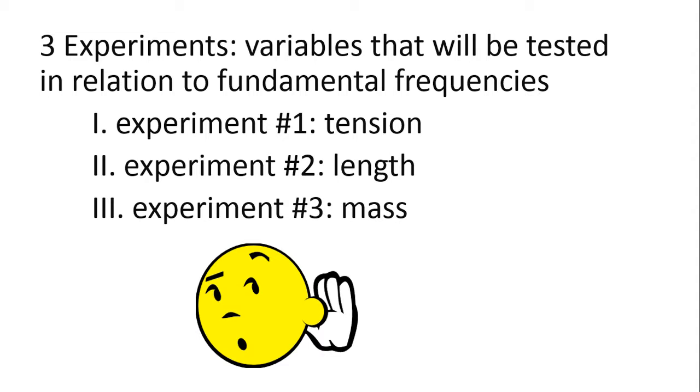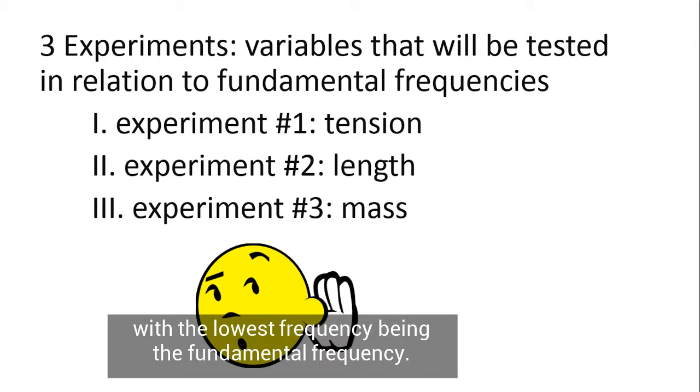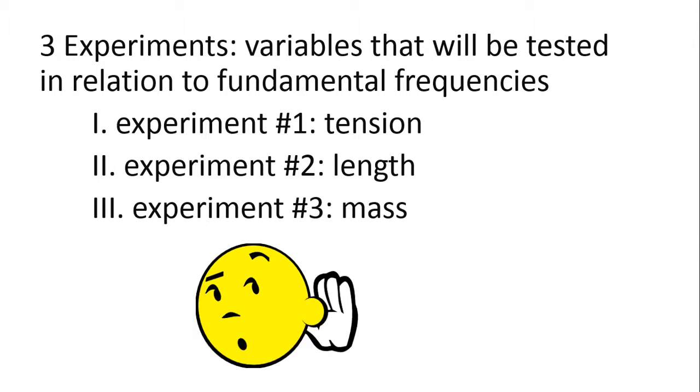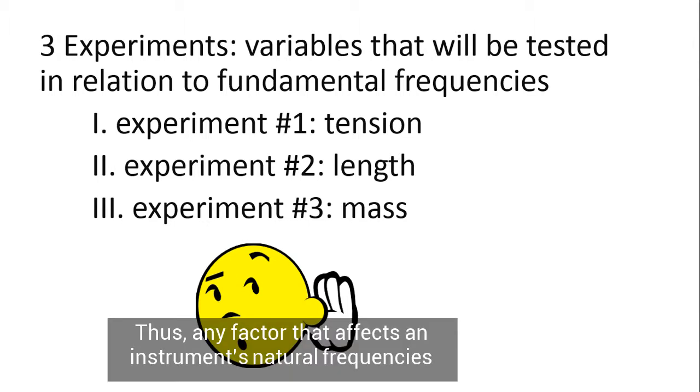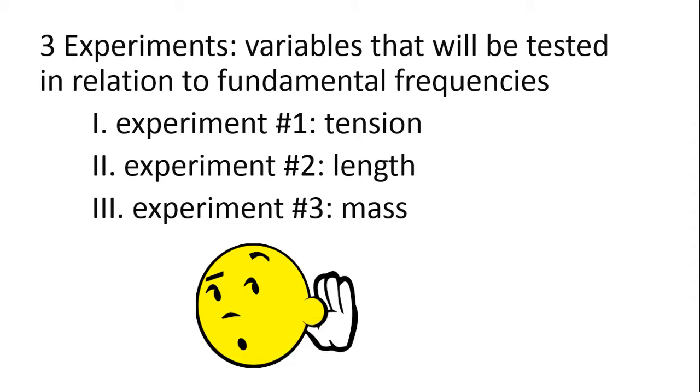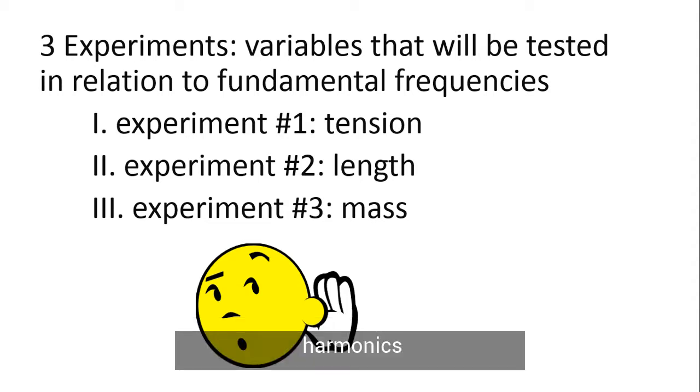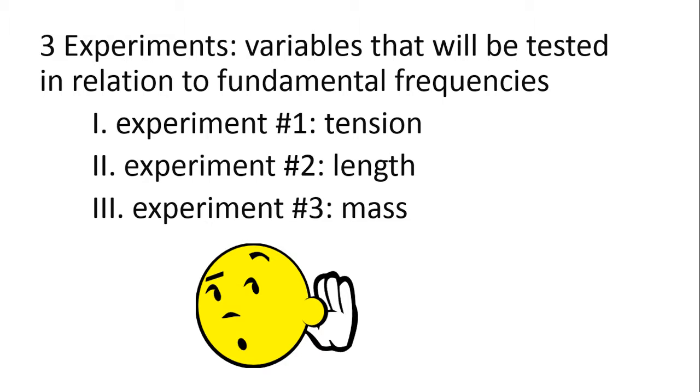As you will soon learn, the natural frequencies of instruments are comprised of harmonics, with the lowest frequency being the fundamental frequency. Thus, any factor that affects an instrument's natural frequencies will affect both its fundamental frequencies and harmonics. Because an instrument's fundamental frequencies are the easiest to hear, this video is going to focus on those specific frequencies.